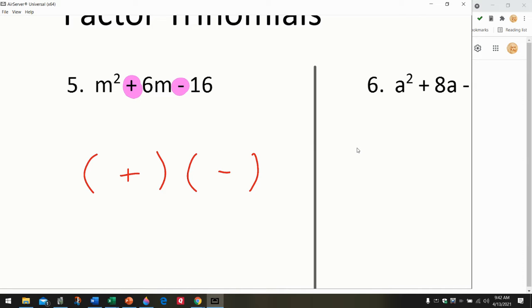And now we're going to proceed to factor it just like we did in the previous video. We want two numbers that add to give us positive 6, and we want two numbers that multiply to give us negative 16. Now this is where it gets a little bit tricky.